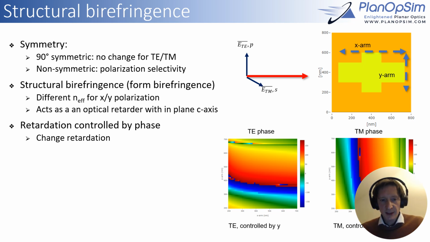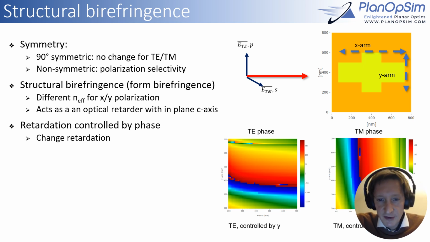That was propagation phase. The second method to generate the phase control that we want was called structural birefringence, and this starts from the same principle as a propagation phase meta-atom, but now takes it a step further by breaking up the symmetry. In a symmetric, 90-degree symmetric design, the TE and TM polarizations will experience the same changes because of symmetry of the problem.